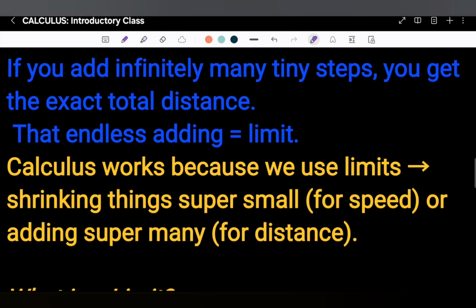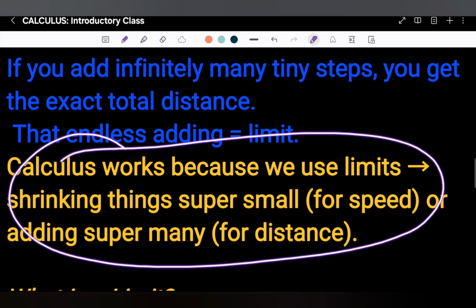You can calculate like 1 kilometer, 2 kilometers, 3 kilometers. If you add infinitely many tiny steps, you get the exact total distance. That endless adding equals a limit. I hope you get what this wants to say.